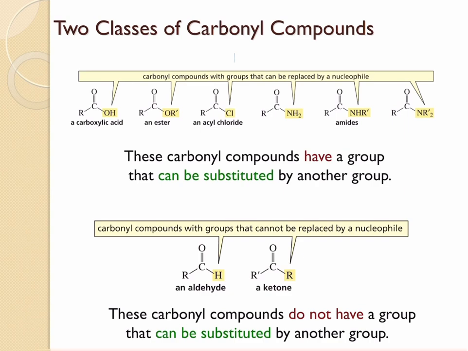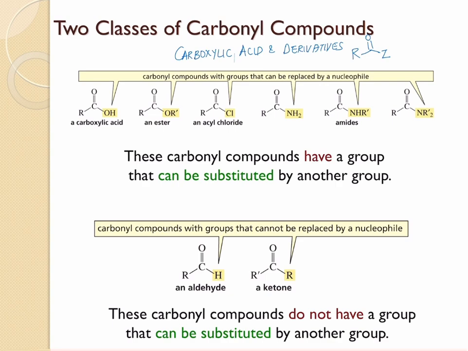Now let's see what the compounds are that fall under these two categories of carbonyl compounds. Let's draw the general structure. So the general structure of the carbonyl compounds is going to be like this. Now, if the Z is a group or atom that can be replaced by another nucleophile, then it falls under the first category. So here are the compounds that fall under the first category: carboxylic acid, ester, acid chloride, amide, and substituted amides. In all of these, the highlighted groups can be replaced by another nucleophile. These compounds are collectively called carboxylic acid derivatives.